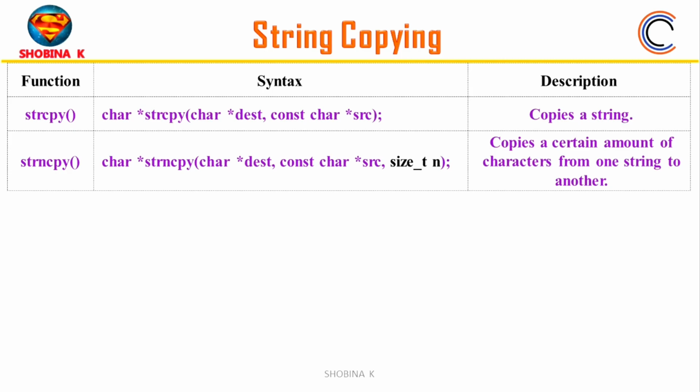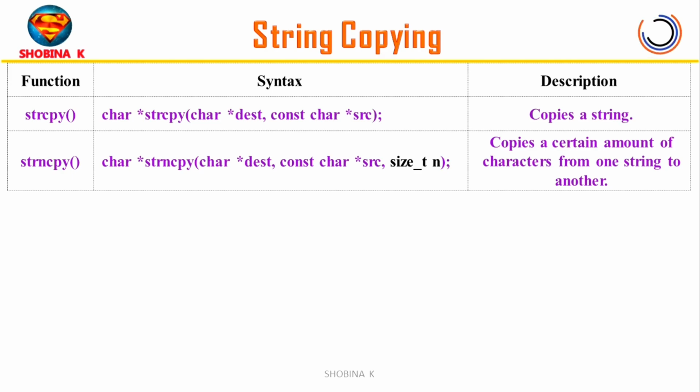Look at the syntax. It takes two arguments: dest, which is the destination string, and here is where the content will be copied; and src, which is the source string, whose content will be copied. It returns a pointer to the destination string. It copies the entire content of source to destination, including the null terminator.